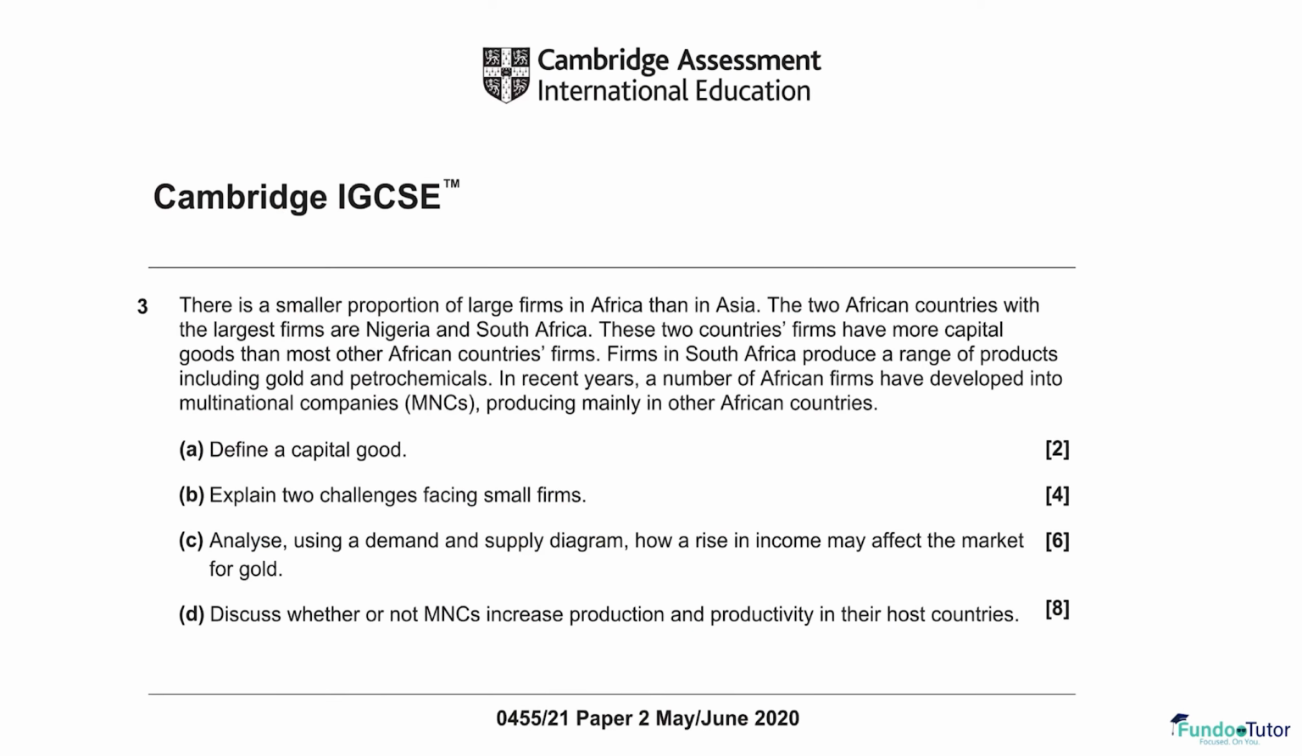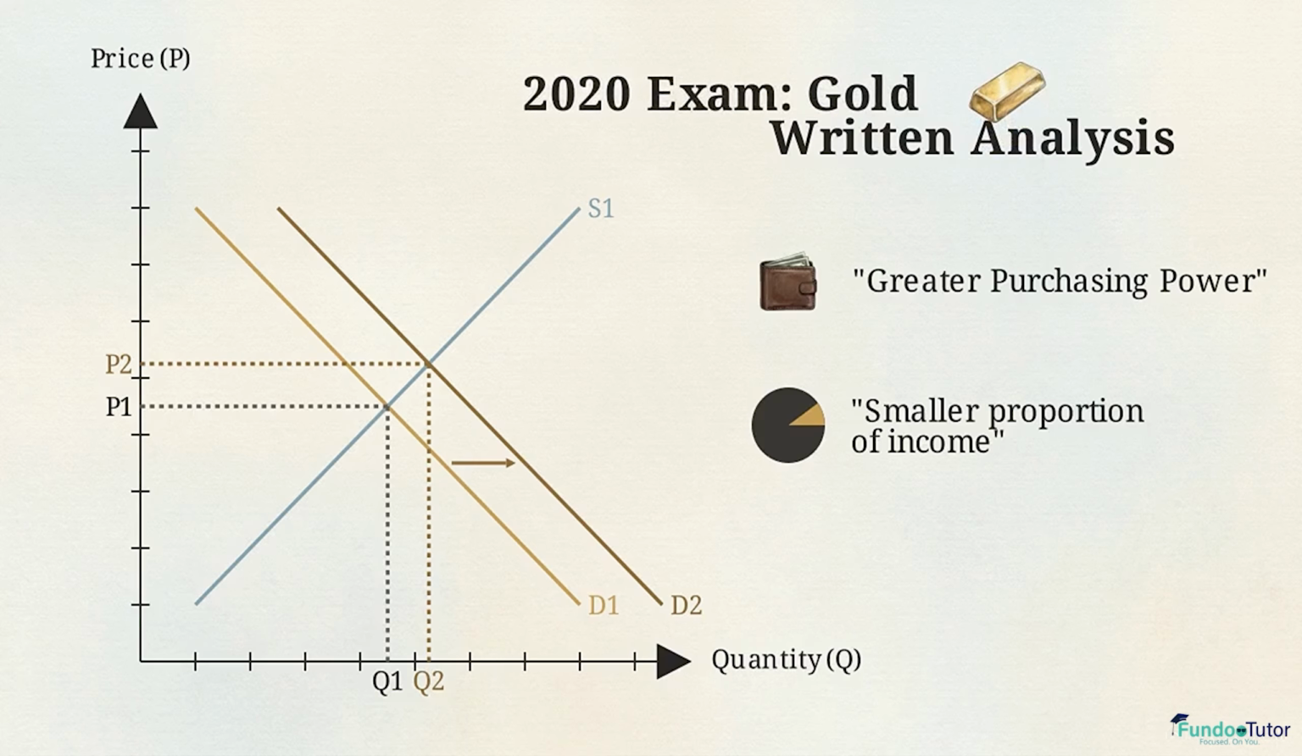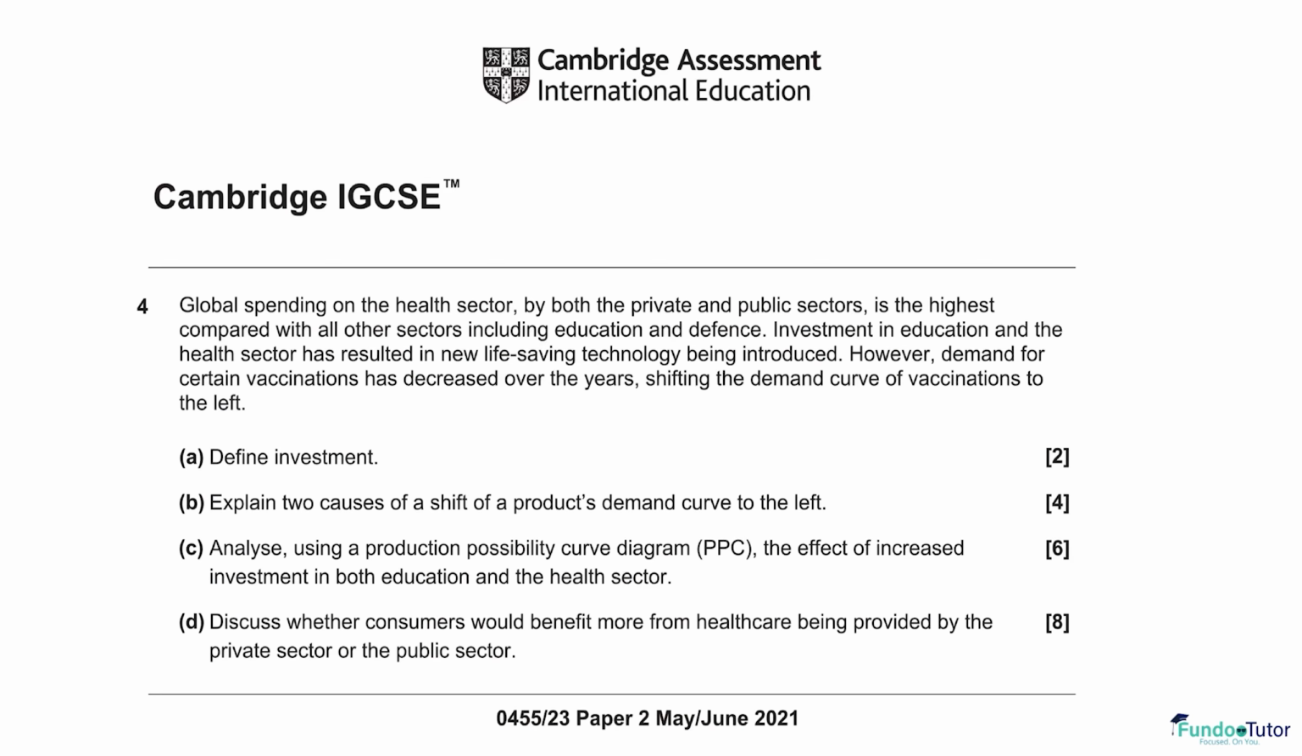The Cambridge syllabus repeats this exact pattern. Look at the 2020 paper. The prompt changes from luxury perfume to gold, but the visual mechanics and the written logic are identical. Demand shifts right, and you secure the marks by noting the consumer's increased ability to buy. For any normal good, perfectly linking a rightward shift on your diagram to the written phrase, increased ability to buy, guarantees your analysis marks.